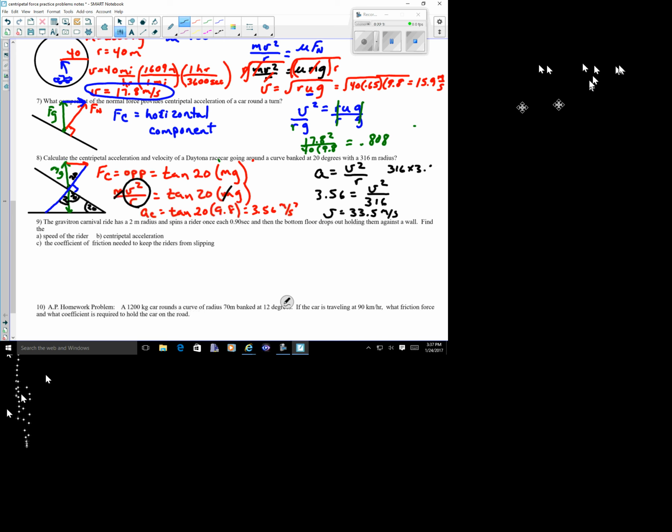That got rid of this part right here. You had to multiply both sides by 316. And then I square rooted that to get the v all by itself.